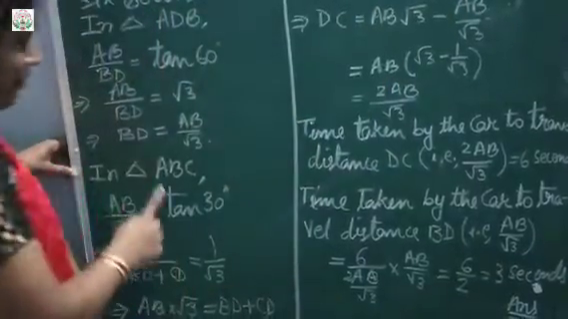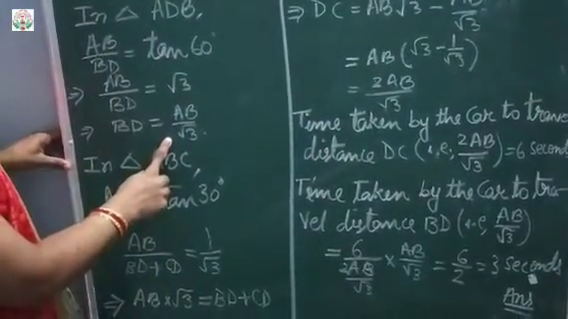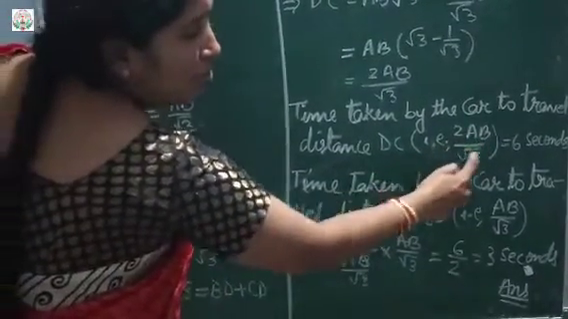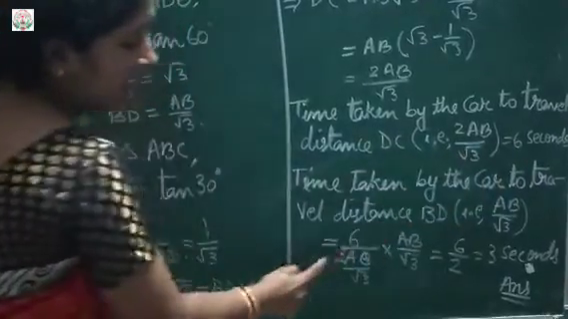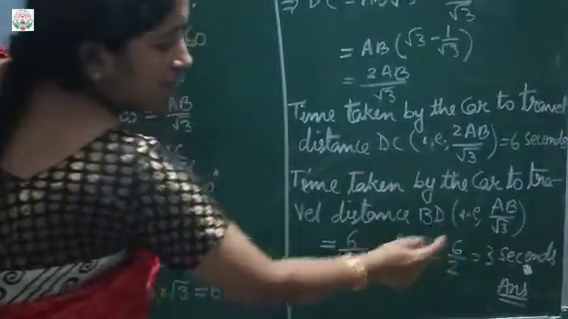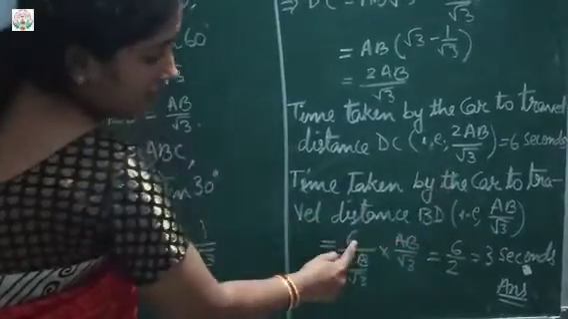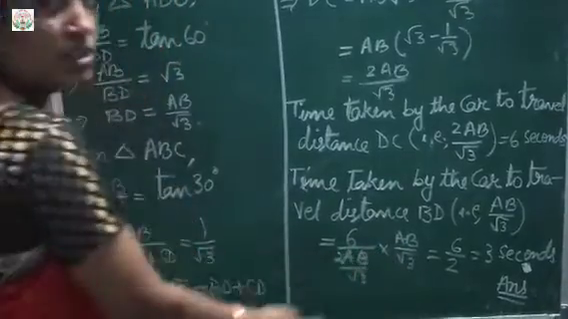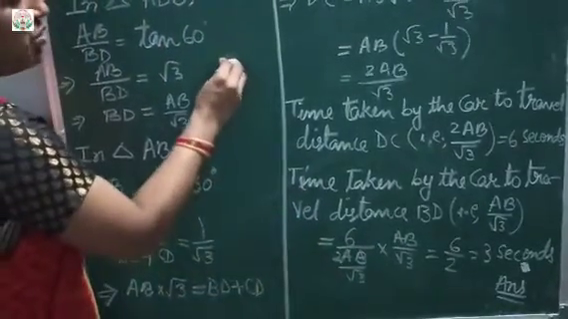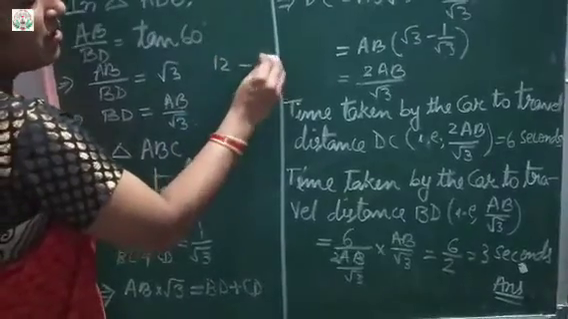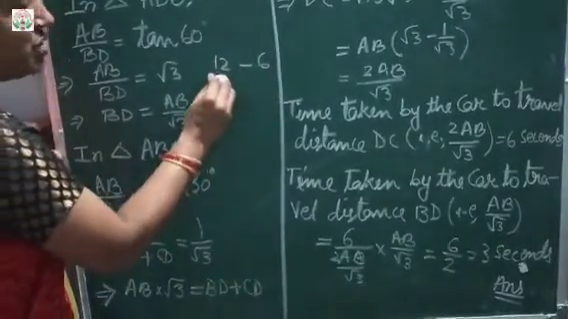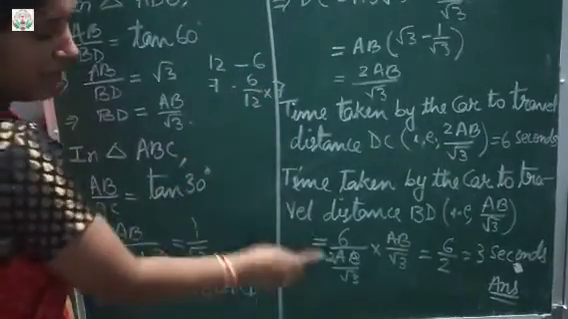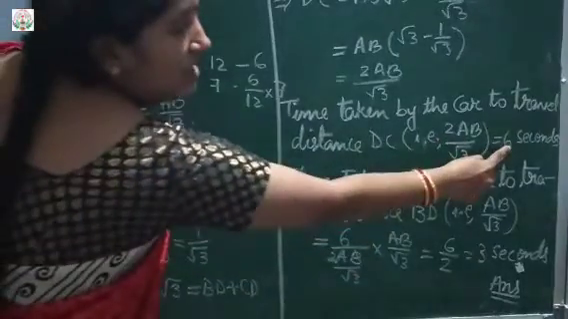BD is how much? We have seen BD is AB upon root 3. Clear? So 2 AB upon root 3 is 6 seconds. Now AB upon root 3 will be how much? 6 upon 2 into AB upon root 3 into AB upon root 3. How you got this? Suppose 12 mangoes take 6 rupees. So 7 mangoes means what you are doing? This upon 12 into 7, same way here also. This much in 6 seconds.